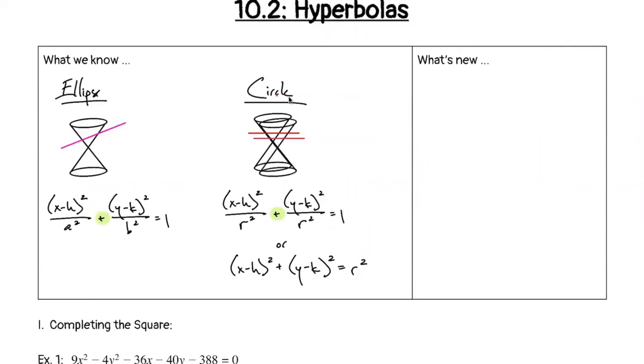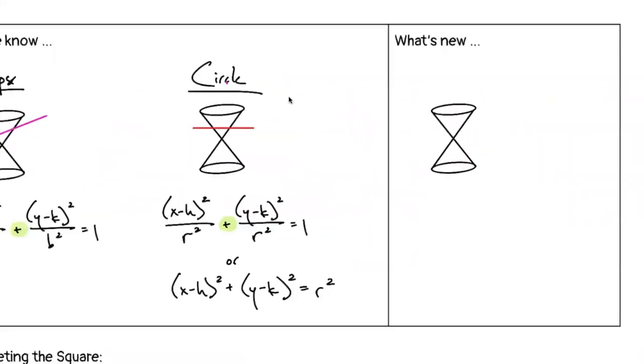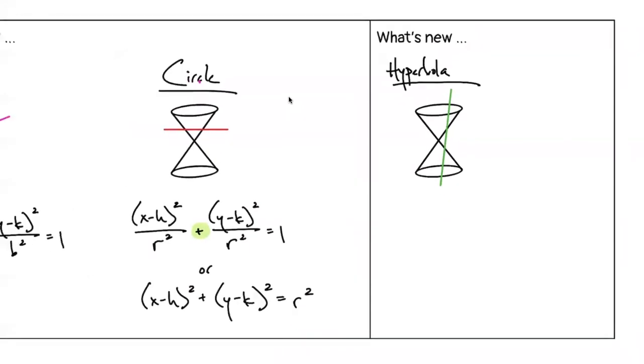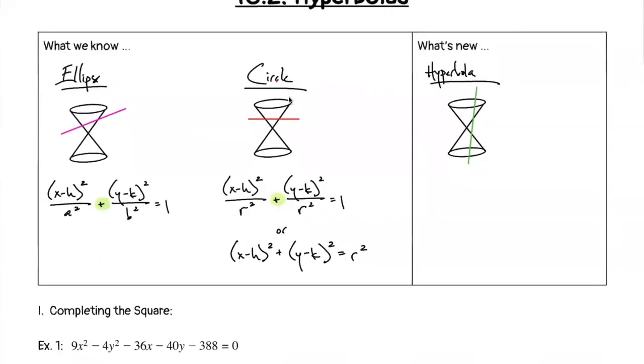But if we were to go ahead and take that cone that we have, and this time draw a slice, maybe something like this, where we cut through the top and the bottom cone, then the name that we gave this was the hyperbola. And the equation, it turns out that it is really similar to the ellipse equation. So let's go ahead and grab this equation, bring that over here.